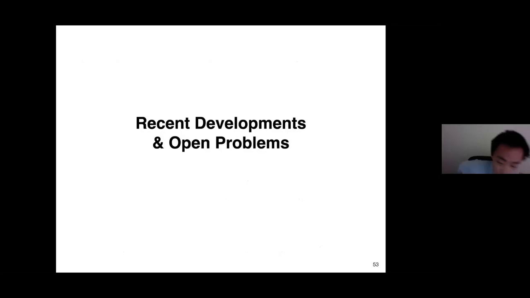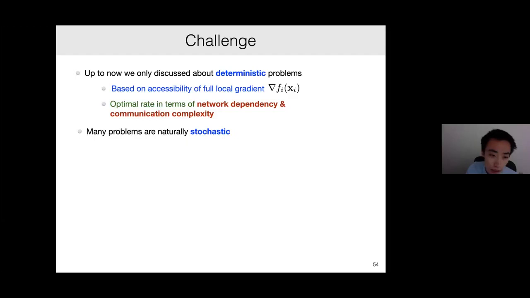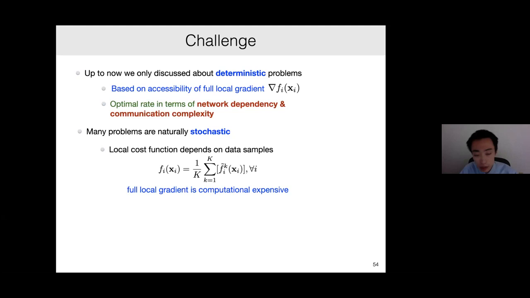Up to now we only discussed the deterministic problem, which means we rely on the accessibility of the full local gradient. We discussed the optimal rate in terms of the network dependency and the communication complexity. But many problems are naturally stochastic. For example, the local cost function could depend on some data samples. For each agent, they have K data samples. So when you take a local gradient of Fi, you essentially evaluate the gradient on K small gradients, right?